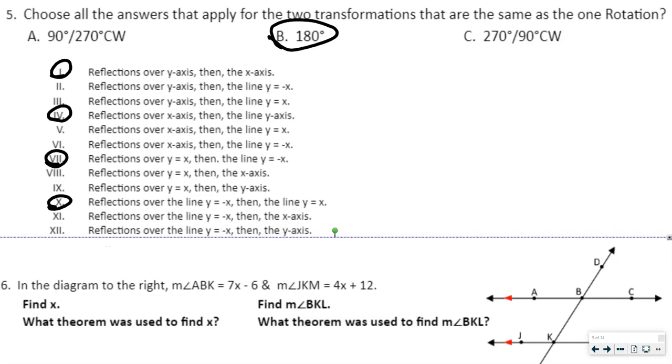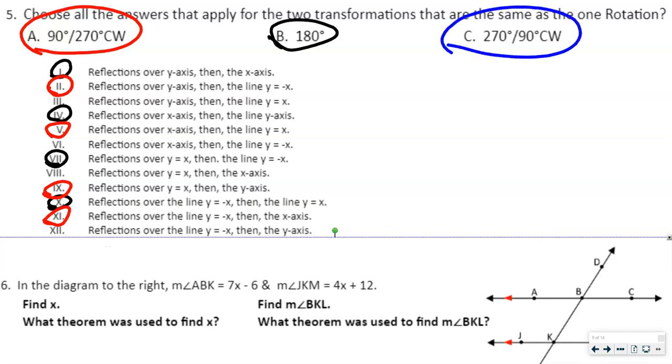So then when we start talking about reflections over the y-axis, and then y equals negative x. So this one is going to be a reflection over y and then y equals negative x. And then reflection over x and y equals x, okay? And then the next one is going to be reflection over y equals x and then the y-axis. Are you seeing some patterns here? Okay, you should be. Then the last one is going to be reflection over y equals negative x and the x-axis, okay? So then our last one is this one, 270 and 90 clockwise.